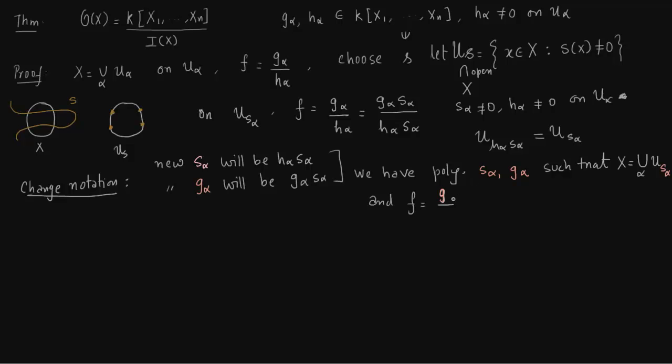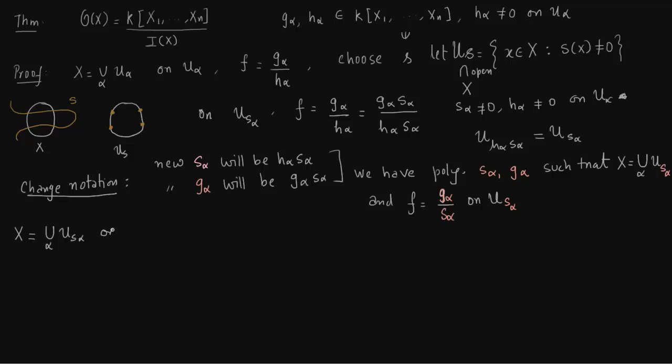And F is equal to G alpha by S alpha, because I've just replaced numerator and denominator. I've given them new notation, so that is why I'm writing it in red, on U_S alpha. Okay, so till now we have not done much. We have just drawn some figures and made things clear. Now this is the only critical part here.